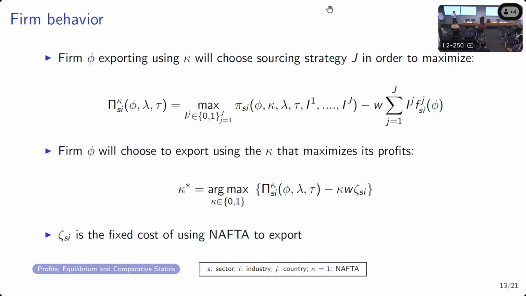Just for computational convenience, I'm assuming that firms first choose whether they're going to use NAFTA or not, and then they choose the set of countries from which they're going to source intermediates, right? So given that you have already chosen whether you're going to use NAFTA or not, firms are going to choose the set of countries from which they can source their intermediates in order to maximize their operating profits, subject to paying a fixed cost for each one of these countries, okay? And going one step backwards, firms are going to choose either NAFTA or not NAFTA, whichever maximizes their profits, subject to paying a fixed cost of using NAFTA if they choose to do so.